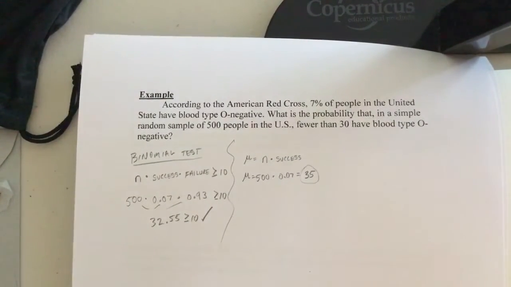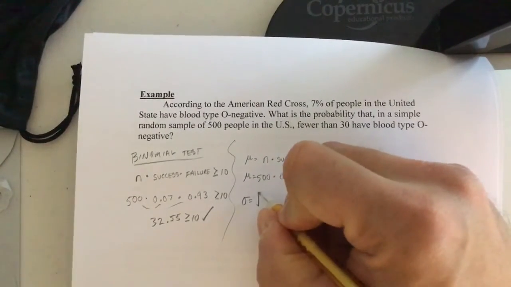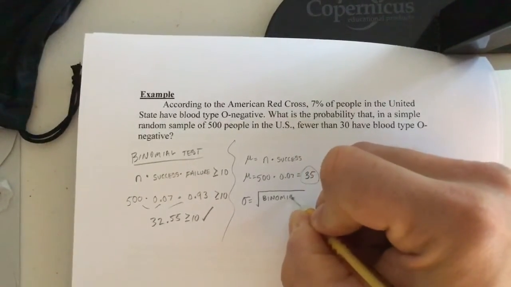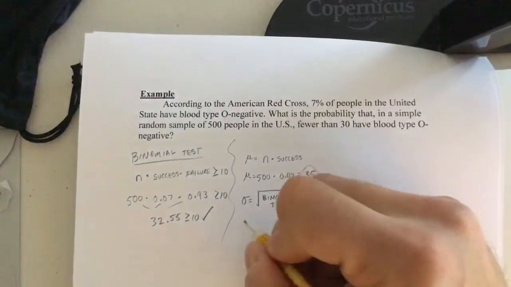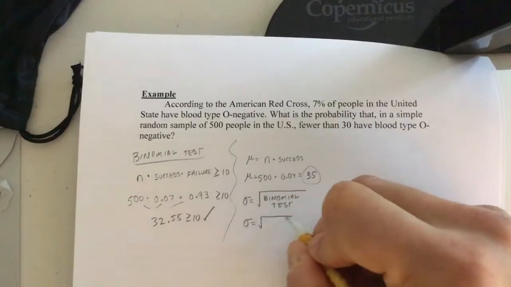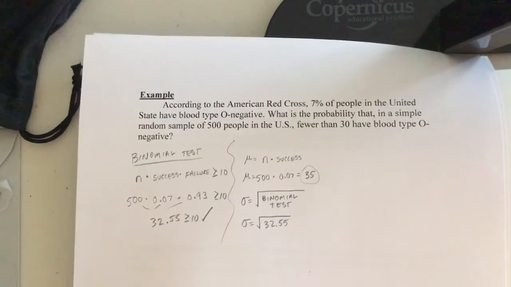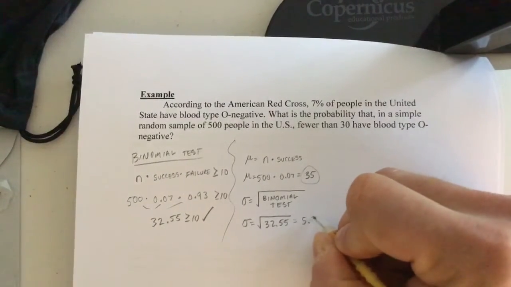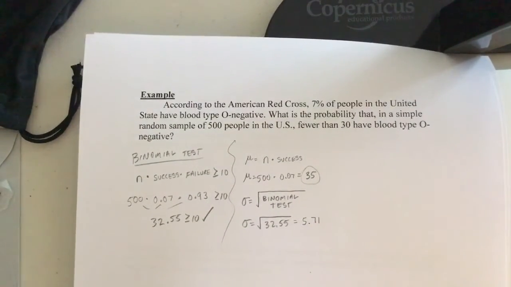We not only need our mean, we also need our standard deviation. The nice thing about standard deviation, this is the square root of the binomial test. And we already know what the binomial test is. We know that we ended up with 32.55. So we just have to take the square root of that. Here, if you want to round to the nearest hundredth, I'm okay with that. We can kind of come to an agreement. Feel free to double check my math, but when you take the square root of that, you get 5.71 when you round to the nearest hundredth.